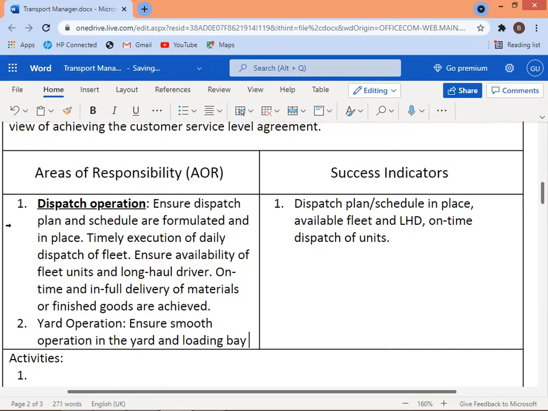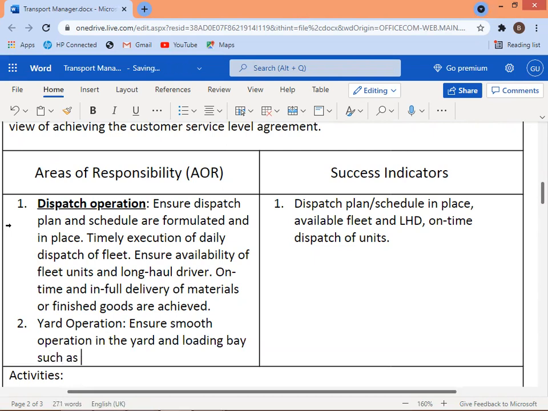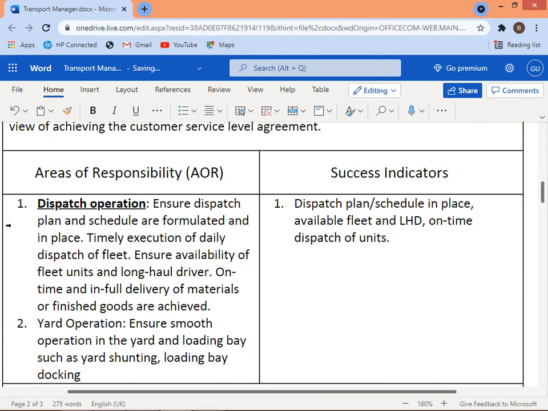What else? The activities such as yard shunting, back and forth shunting, right? Loading bay docking. Remember I said 55 footer. This is a very long trailer reefer, and it takes some skills to do it. You have to train the yard operator or yard driver well to do this activity.